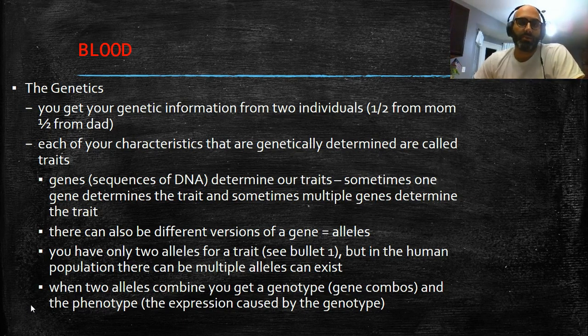You also have multiple gene traits, meaning there are several sections of DNA. They don't have to be in succession, they can be in the same chromosome, they can be on different chromosomes, but in combination they actually come together to determine a trait. One of the most common ones that we know are multiple gene traits is eye color, and in this instance, blood actually ends up being a multiple gene trait.